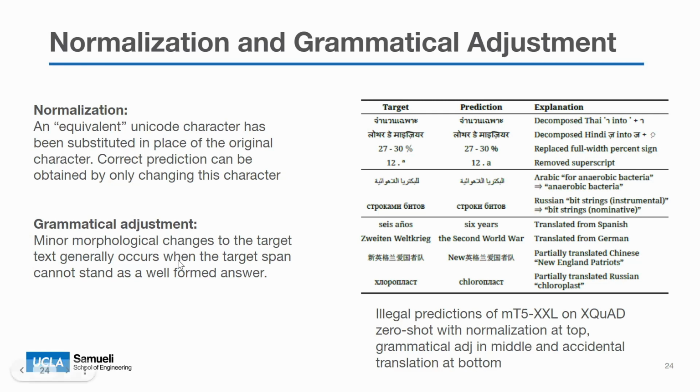And coming to the grammatical adjustments, these are cases where minor morphological changes occur to the target text. This occurs because the target texts are generally not well-formed answers. You can see in the middle part on the right-hand side, in the Russian example, I don't know Russian, so I'm not able to explain it, but the main concept here is that the words cannot stand on themselves. So the model is predicting a morphologically changed sentence. This is grammatical adjustment.